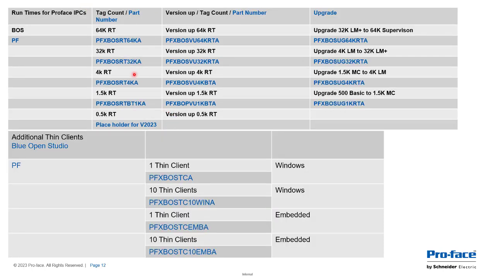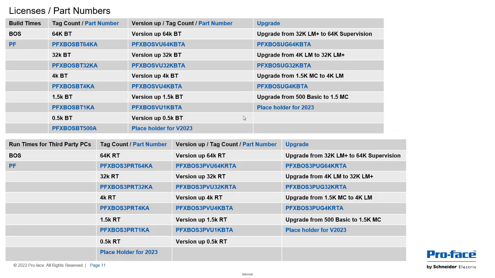Because we're going to add the 500 tag runtime for Windows, then we need a different upgrade. Get to it. Give me 1 second. We will need an upgrade for 500 tag to 1.5K tag. Okay, so look for those changes.